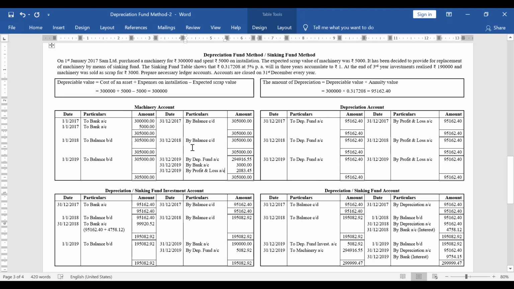So with this, the machinery account also closes, and with the recording of these transactions, all the 4 ledger accounts that are open, that is machinery account, depreciation account, depreciation fund investment account and depreciation fund account are closed.